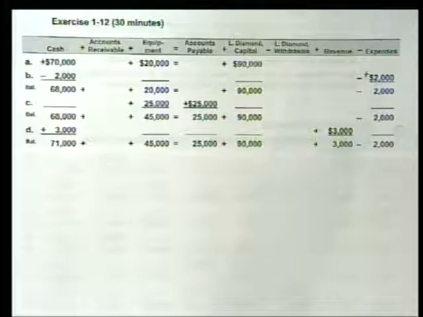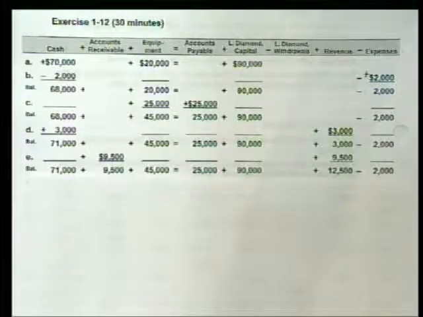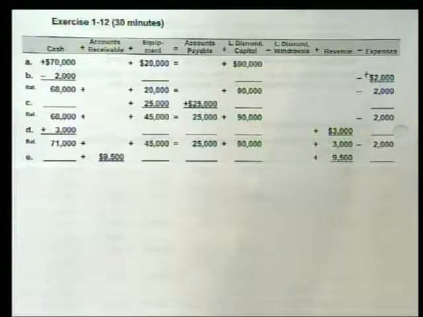All right, next transaction. E. The company completed work for a client and they sent a bill for $9,500. Well, revenue goes up here by $9,500. And our asset of accounts receivable goes up, right? This is another reminder of that revenue recognition principle. We recognize revenue when it is earned.